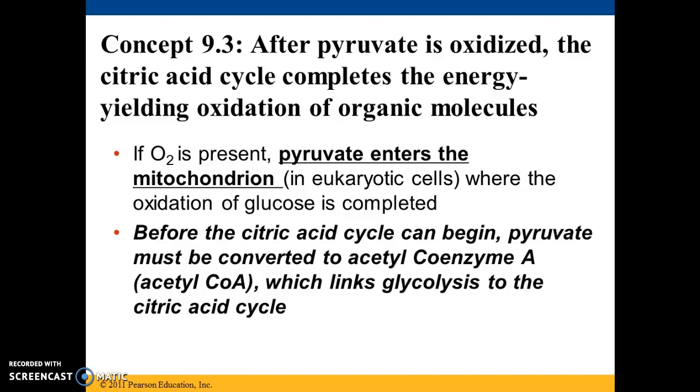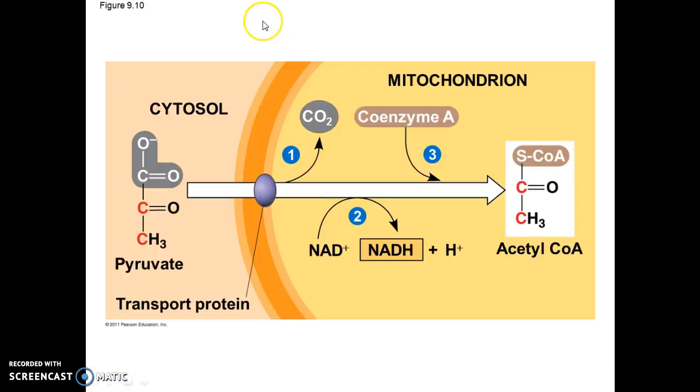Following glycolysis, if and only if oxygen is present, pyruvate will enter the mitochondrion. Now, prior to the citric acid cycle, or the Krebs cycle, beginning, pyruvate has to be converted into acetyl-CoA. And that's going to be taken care of by this oxidation of pyruvate step. We'll see removal of a CO2, addition of coenzyme A, resulting in acetyl-CoA. This is the little baby step that has to link between glycolysis and the Krebs cycle.